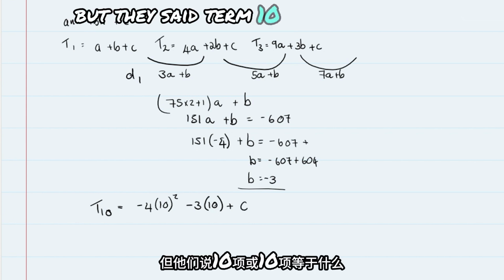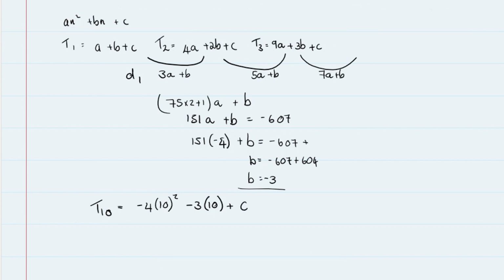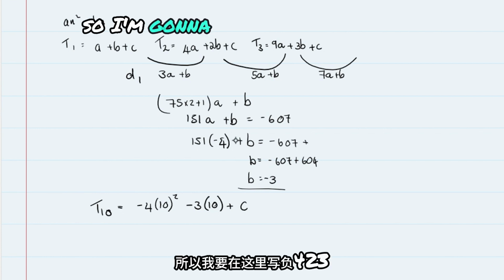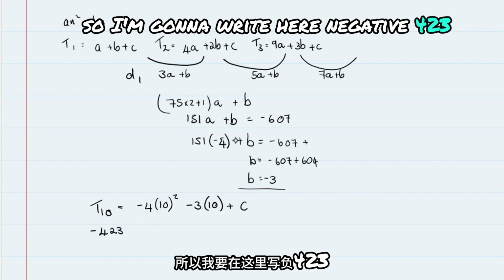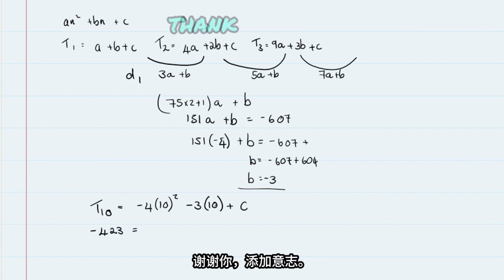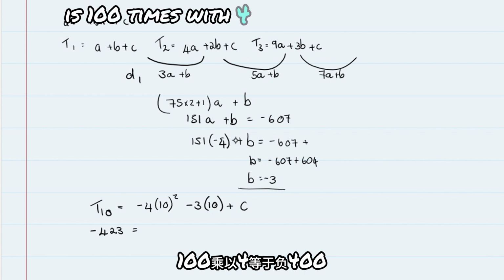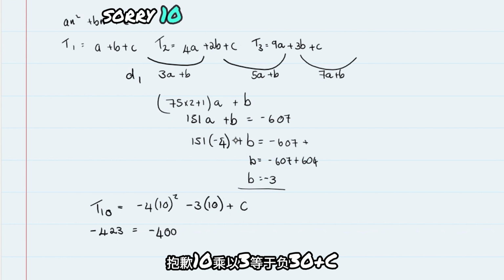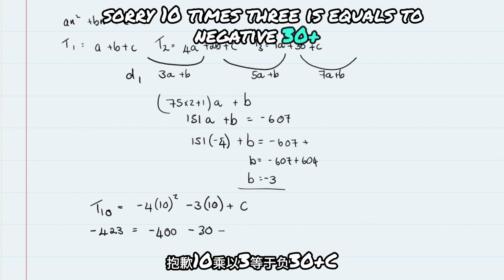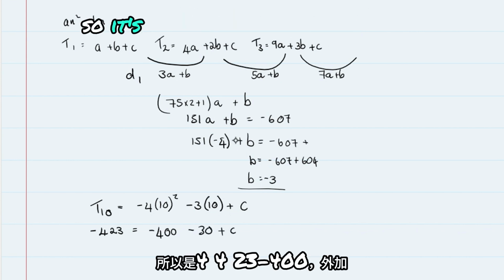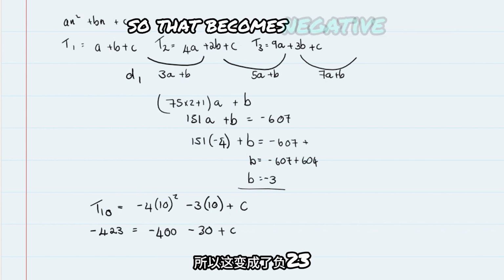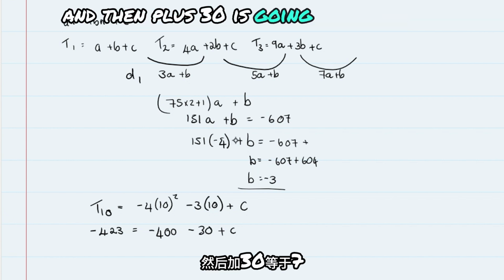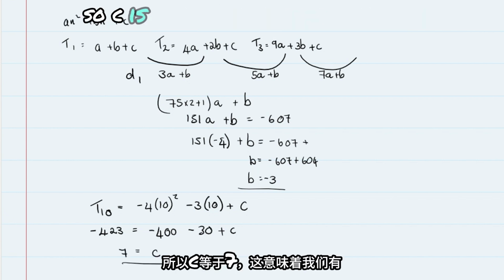But they said the 10th term is equal to what? So I'm going to write here negative 423. Let's simplify that. 10 squared, thank you Edwil. Edwil says is 100 times negative 4 is equal to negative 400. 10 times negative 3 is equal to negative 30 plus C. If I take that over, it's 423 minus 400, which becomes a plus, so that becomes negative 23, and then plus 30 is going to be equal to 7. So C is equal to 7.